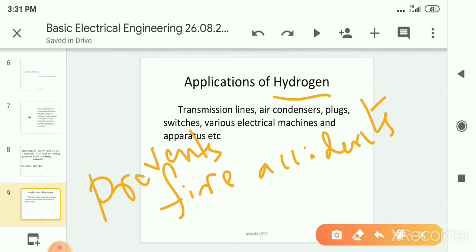It is used in the preparation of oxyhydrogen flame, which is used in welding due to production of high temperature. It is used to prepare tungsten filaments.